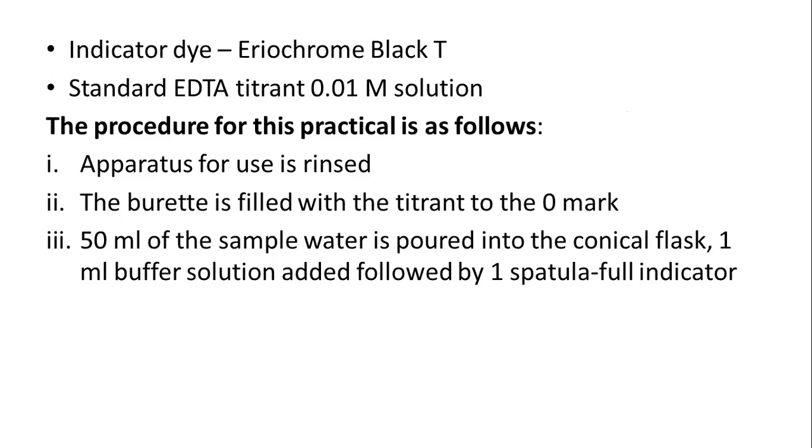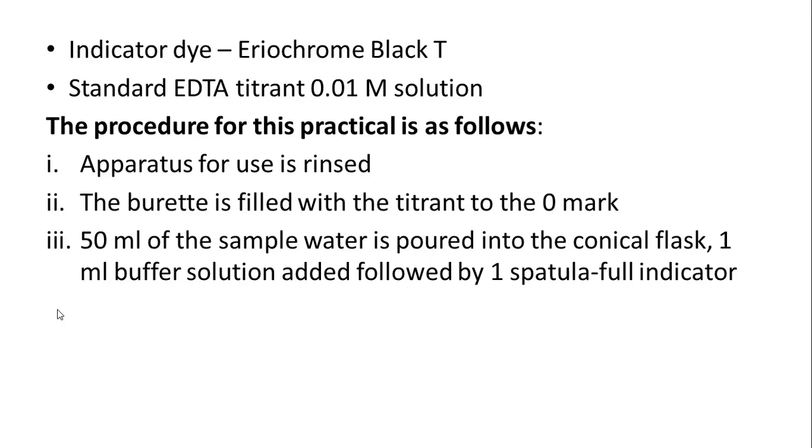As usual, we'll take our apparatus, rinse it 3 times with distilled water, and then fill our burette with the titrant. Our titrant in this case is the standard EDTA solution, that is 0.01 molarity. Then you measure 50 milliliters of the sample water using the measuring cylinder and pour it into the conical flask with the stirrer. The magnetic stirrer, once placed on the magnetic stand, does the stirring once it is switched on. So it keeps stirring the sample water, and you don't need to shake the sample before pouring it into the conical flask. Then you add 1 milliliter buffer solution followed by 1 spatula full of indicator.